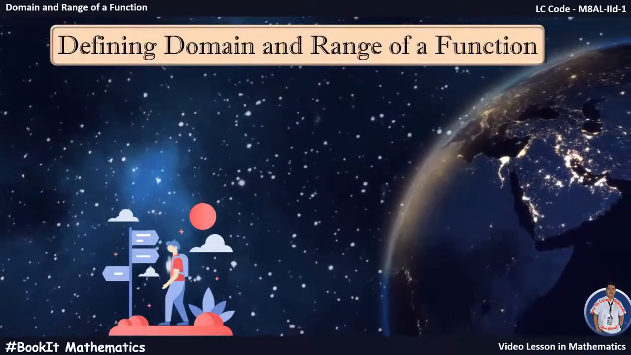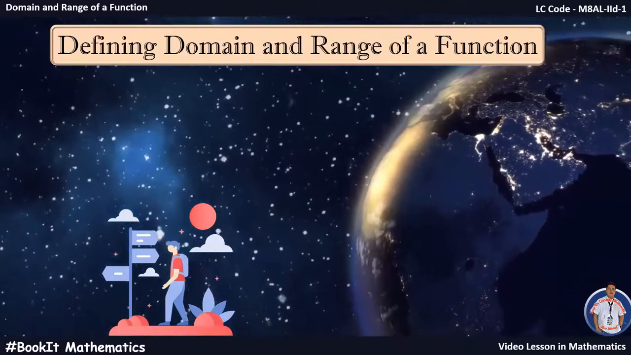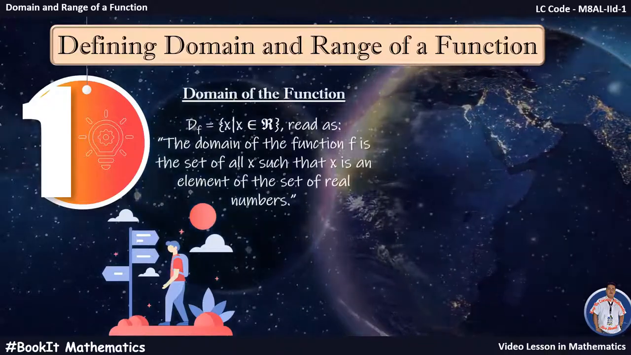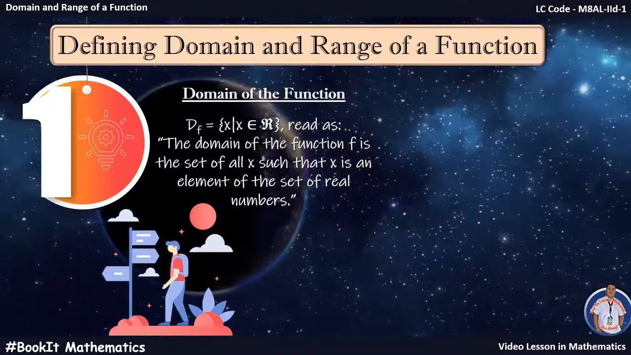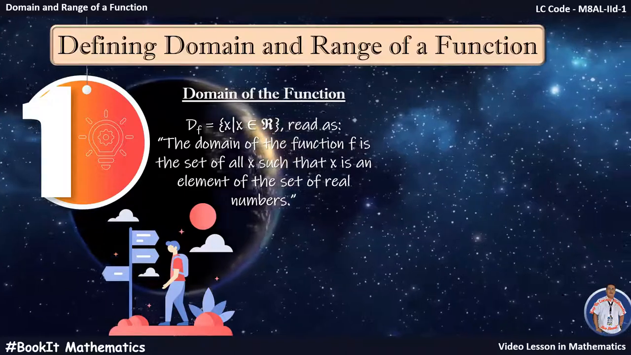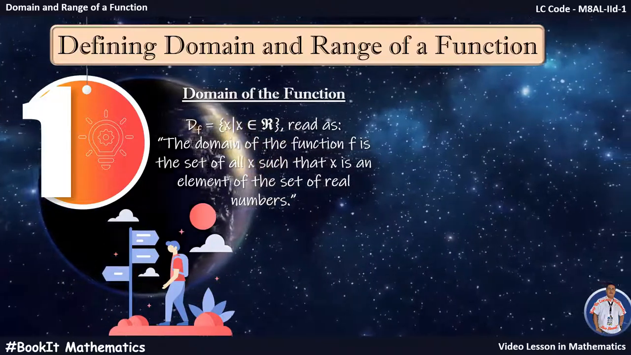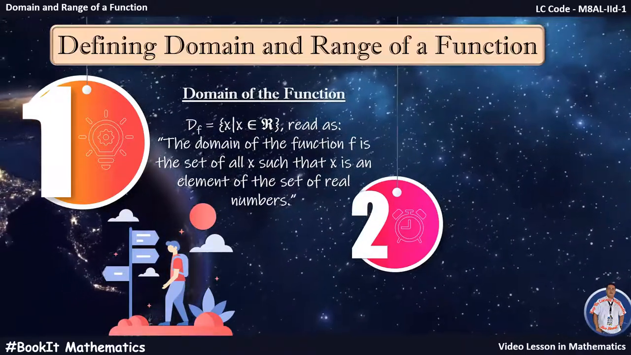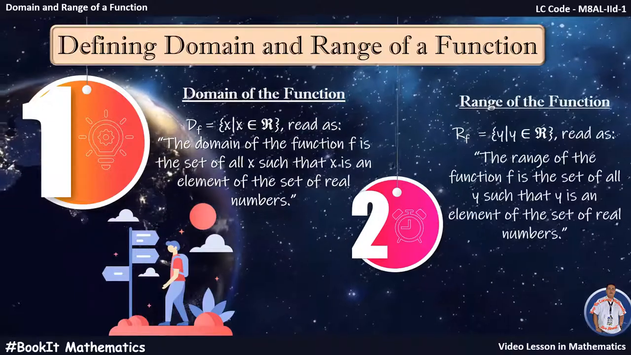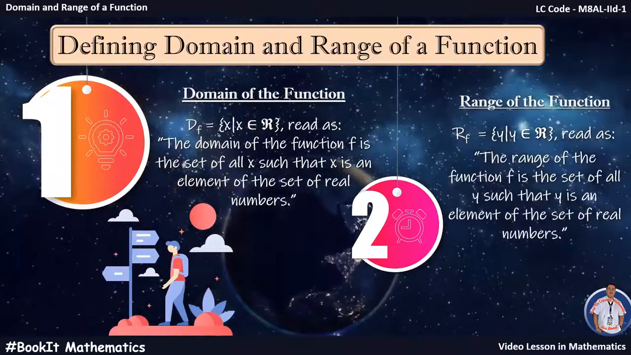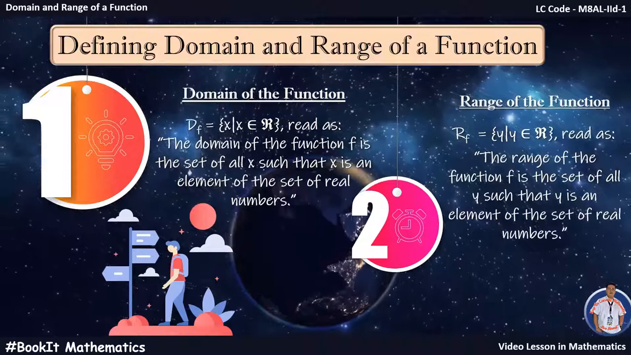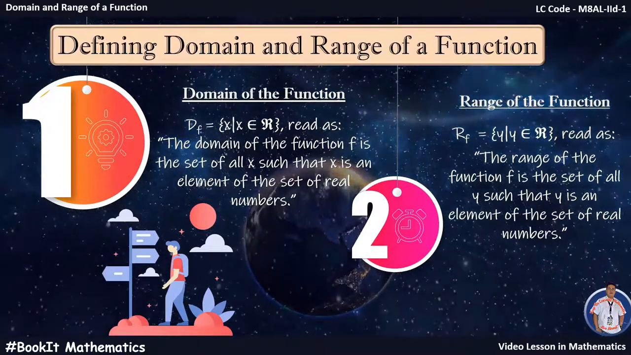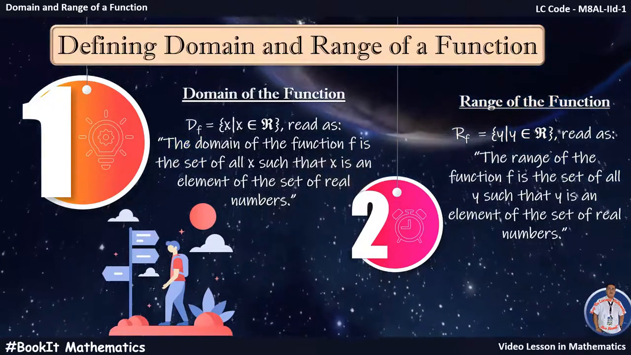Now, let us try to define the domain and range of a function. First, the domain. We have here a mathematical expression that says, the domain of the function f is the set of all x such that x is an element of the set of real numbers. Now, the range of our function can also be written in a mathematical expression, and it says that the range of the function f is the set of all y such that y is an element of the set of all real numbers.